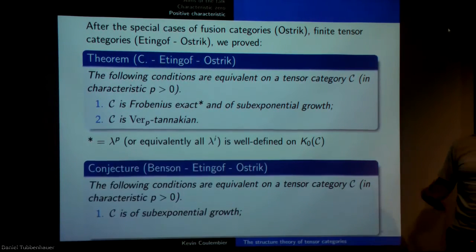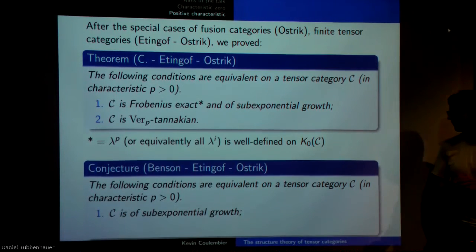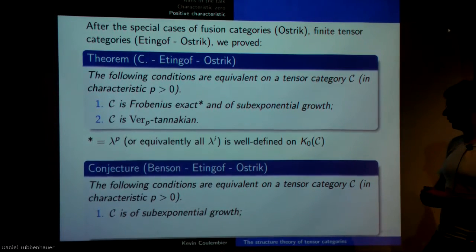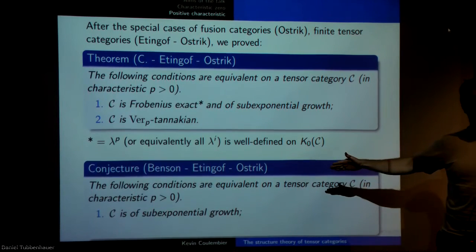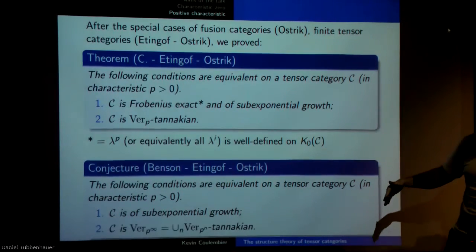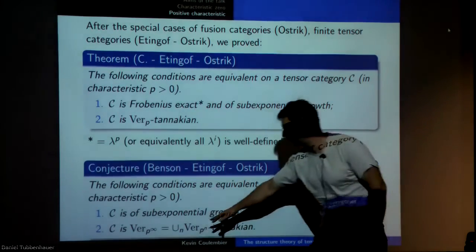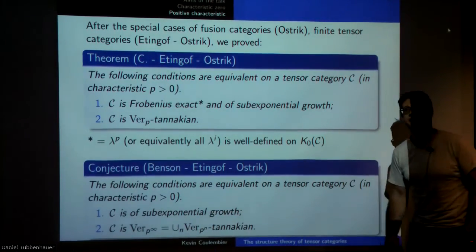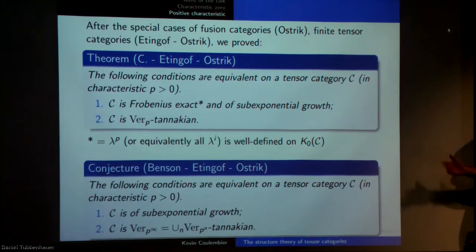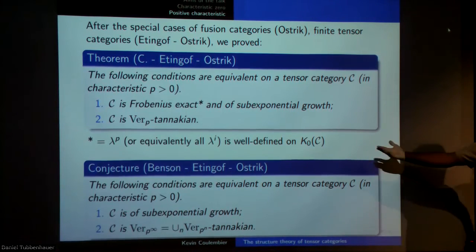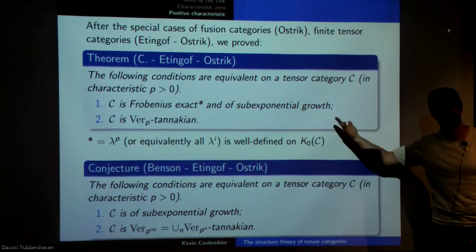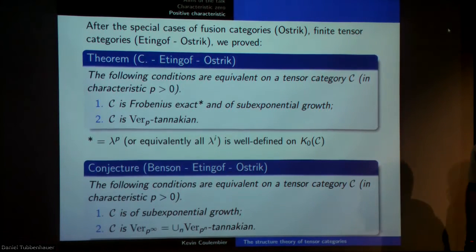And then, of course, the conjecture is that the following is equivalent if we drop Frobenius exactness: your category is of sub-exponential growth if and only if you have some tensor functor to the union of all these higher Verlinde categories. But so this is, I'd say there's not much evidence for this in some sense. This is very new, these categories. It's the natural analog of this, but I'd say we're very far from proving this.